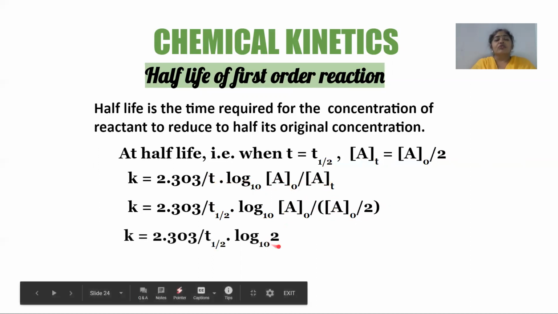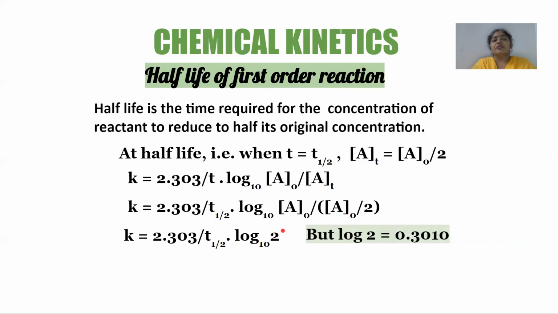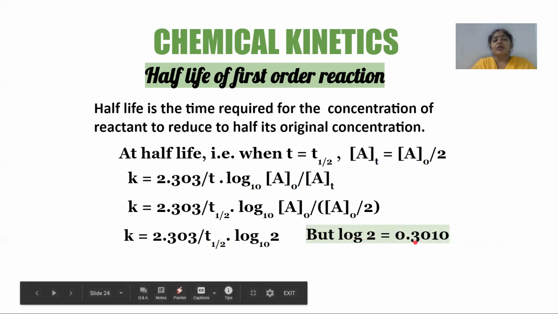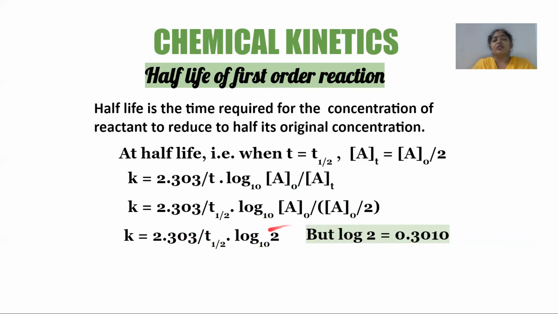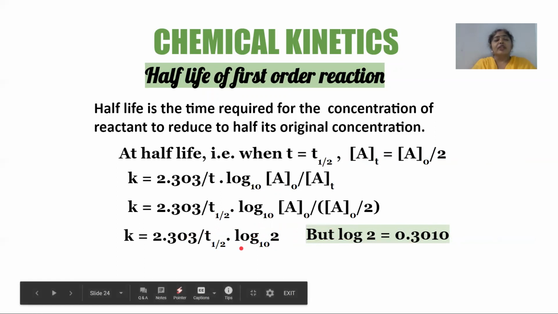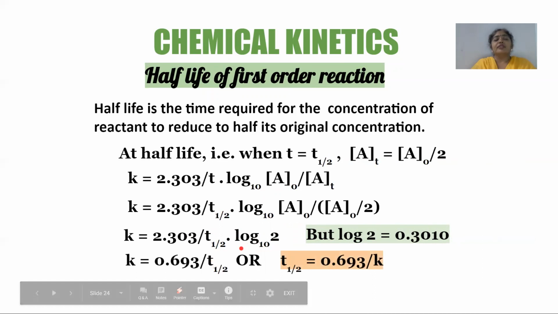So we have this log 2. Now what is log 2? We can look up the log tables and we find that the value of log 2 to the base 10 is 0.3010. So now we can multiply 2.303 into 0.3010 upon T half. So when I multiply, I get K equals 0.693 upon T half, or on rearranging, T half equals 0.693 upon K. So this is the half-life for a first order reaction.